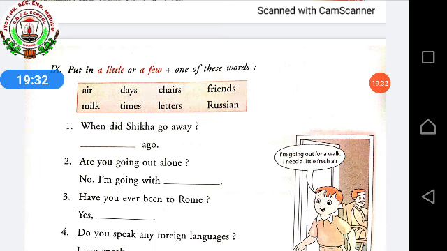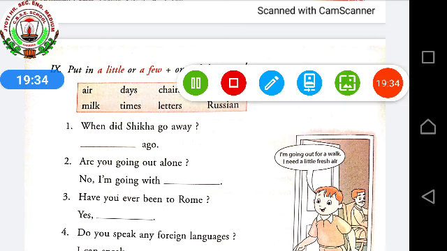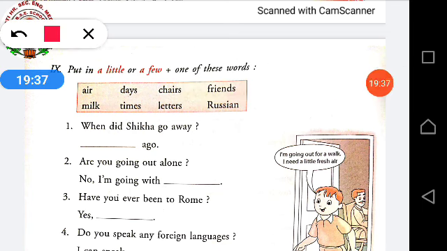Sorry, not this one. Third one I am talking about. Have you ever been to Rome? So what will be there? Times will be taking. So have you ever been to Rome?